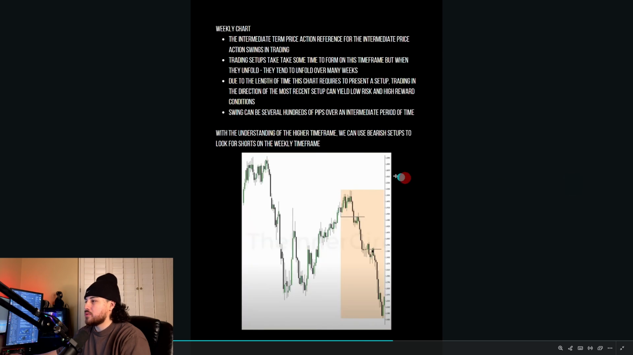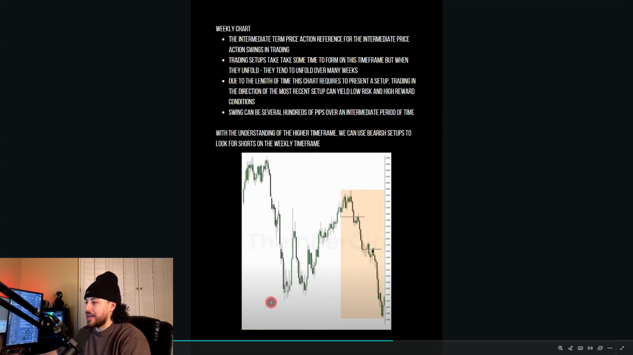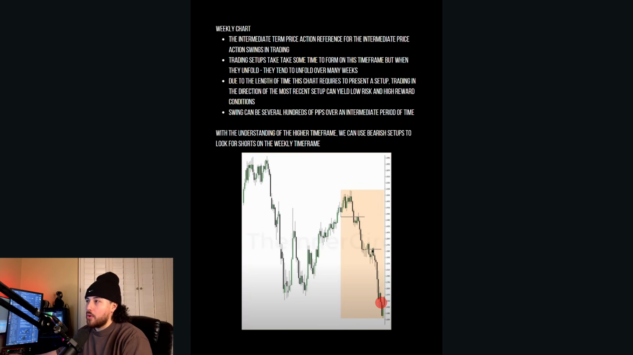So we can go down to the weekly time frame, and with the idea of the monthly time frame to make a new low, we can use the weekly time frame to look for shorting opportunities and anticipate price to make that new low. Now we aren't using the monthly time frame to find these setups, we're using the weekly time frame. So once again, we're going down to a lower time frame to refine the setups.